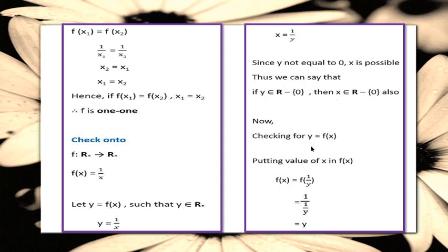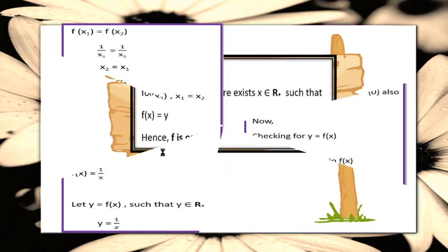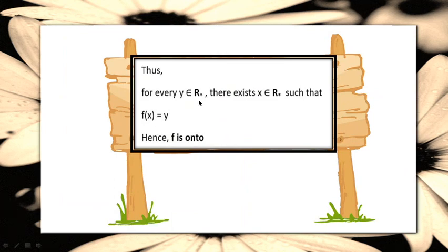Now we can even check it once. Let's take y = f(x), and let's replace the value of x that we have calculated here, f(1/y). Now if this is x, what is the function? 1/x. And what is x here? 1/y. So it is again y equal to y. So for every y belonging to R star, there exists some x which belongs to R star. So this function is onto.